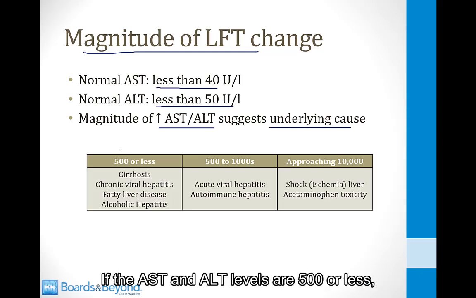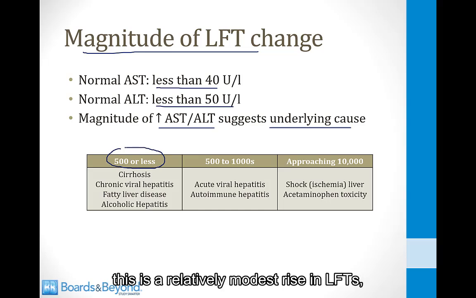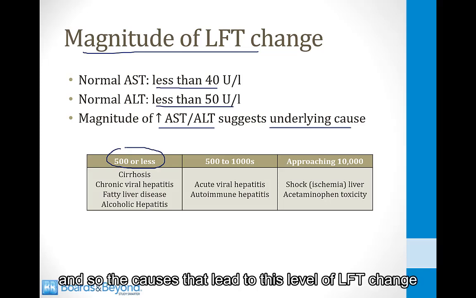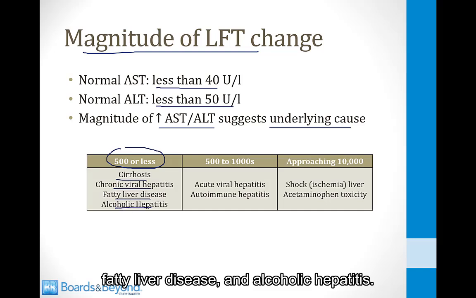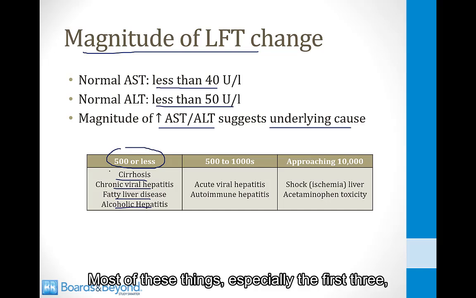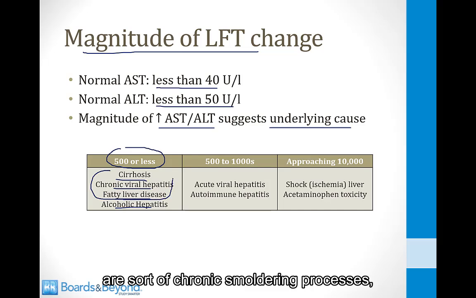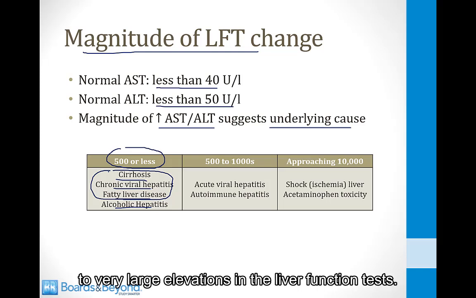If the AST and ALT levels are 500 or less, this is a relatively modest rise in LFTs. And so the causes that lead to this level of LFT change are things like cirrhosis, chronic viral hepatitis, fatty liver disease, and alcoholic hepatitis. Most of these things, especially the first three, are sort of chronic smoldering processes, and therefore they don't lead to very large elevations in the liver function tests.